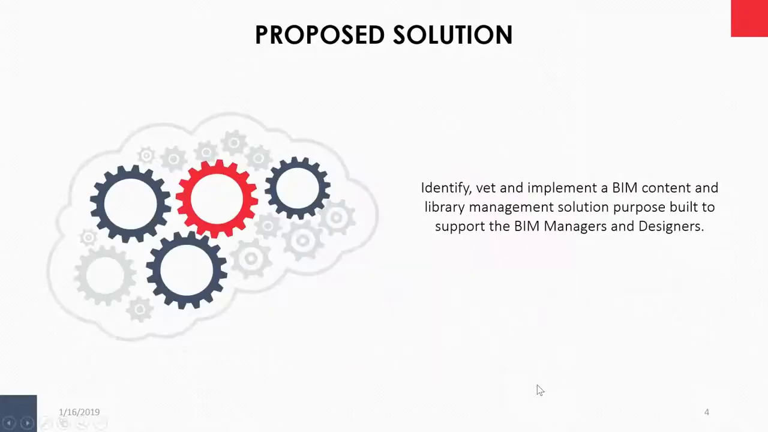What you want to do next is propose the solution. Be very clear about it: you want to identify, vet, and implement a BIM content and library management solution that's purpose-built to support BIM managers and designers. So very specific and very easy to show and explain your intent. Again, this can work for any types of solution that you're trying to bring on board as well.